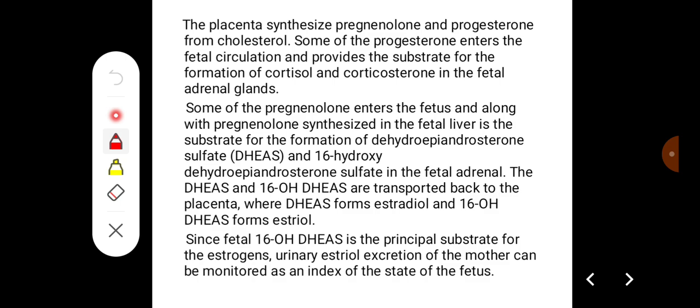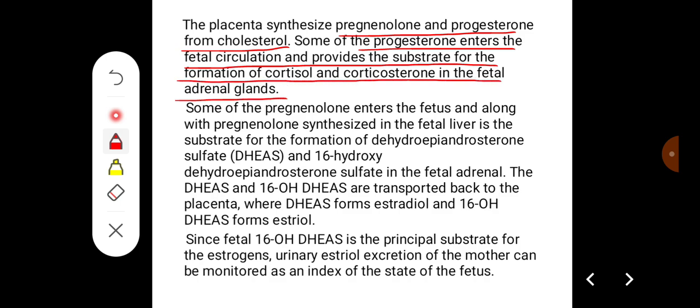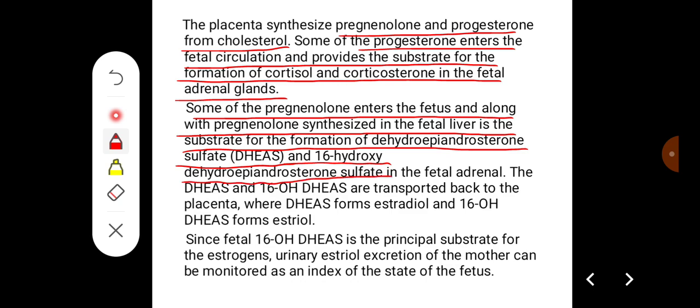The placenta synthesizes pregnenolone and progesterone from cholesterol. Some of the progesterone enters the fetal circulation and provides the separate substrate for the formation of cortisol and corticosterone in the fetal adrenal glands. Some of the pregnenolone enters the fetus, and along with pregnenolone synthesized in the fetal liver is the substrate for the formation of dehydroepiandrosterone sulfate, that is DHEAS, and 16-hydroxy dehydroepiandrosterone sulfate in the fetal adrenal.